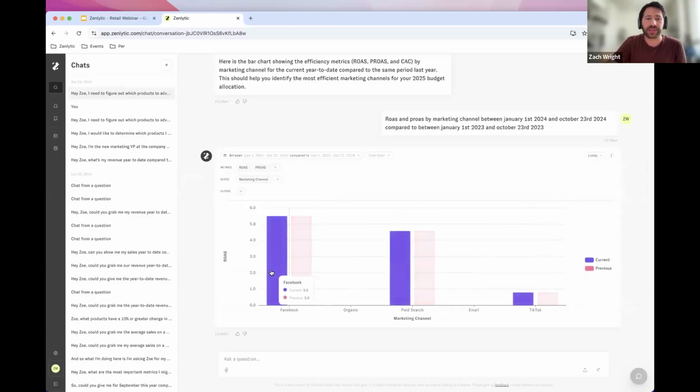Great. So what this is saying is Facebook has the highest ROAS. So for every dollar I put into Facebook, I will get $5.50 back. Great. So this is a great launching point. And what I'll say is, Zoe, could you please put all the visualizations into a dashboard called Zach's Incredible, Completely Originally Thought of Marketing Budget for 2025.